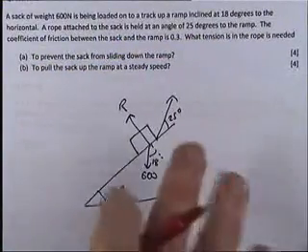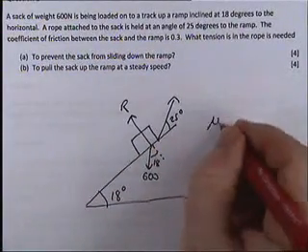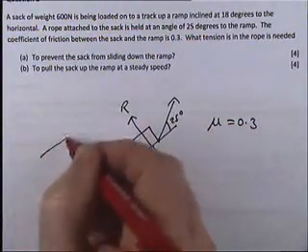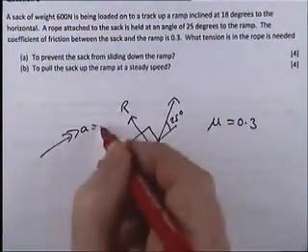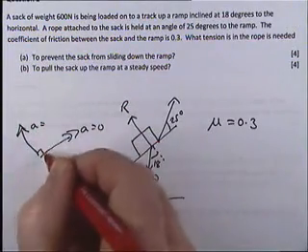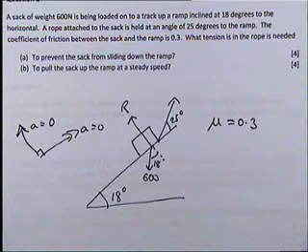Now, we've got to put a frictional force on here because there's a coefficient of friction of 0.3. We also know that the acceleration up the slope is equal to 0, and the acceleration perpendicular to the slope is equal to 0.